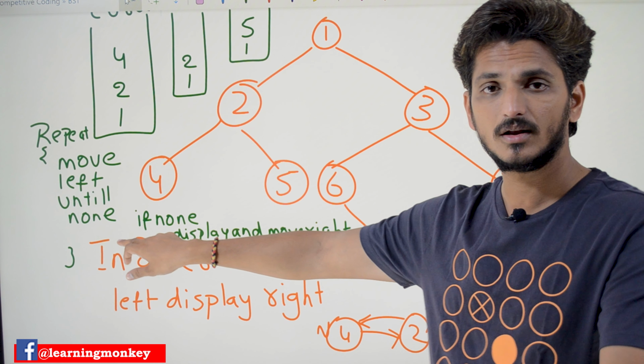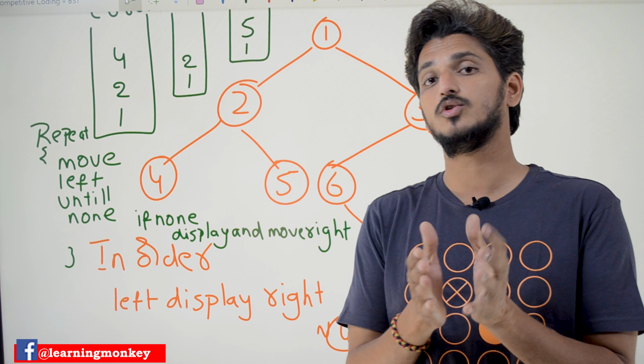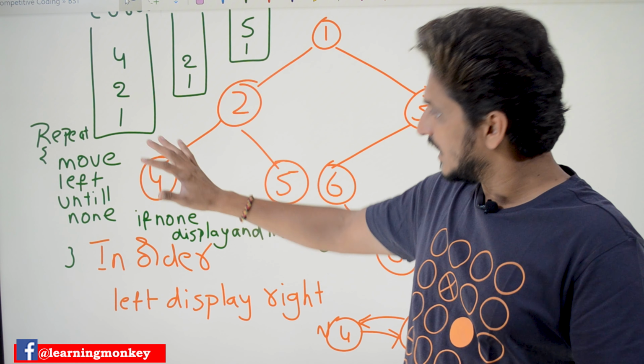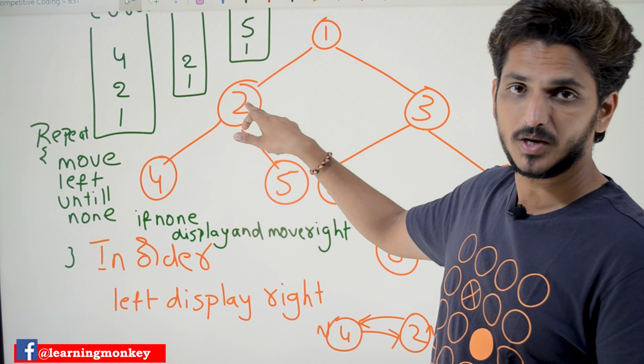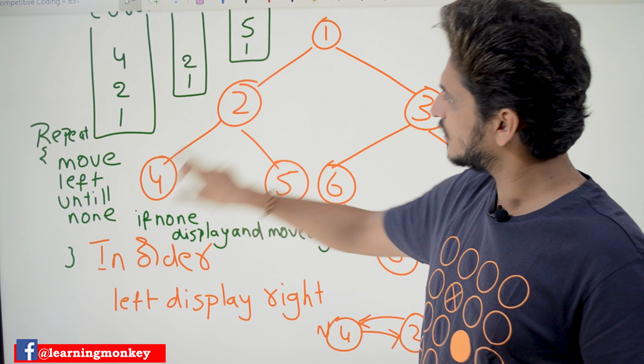Left is none. So left is completed. That's why we display 4. The first node we are going to display is 4. Then move right. Right is not there. Left completed. So that's why display 2. So in the double linked list, we will have the elements 4, 2.